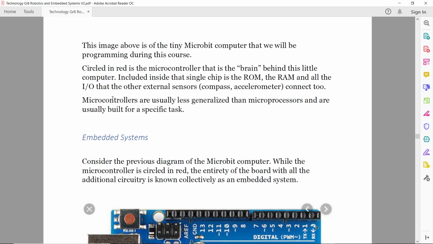And microcontrollers, like I showed you there, are a little bit less generalized. It's not like a computer. It's not like your laptop that can do general things. Microcontrollers are normally built for a bit more of a specific task.